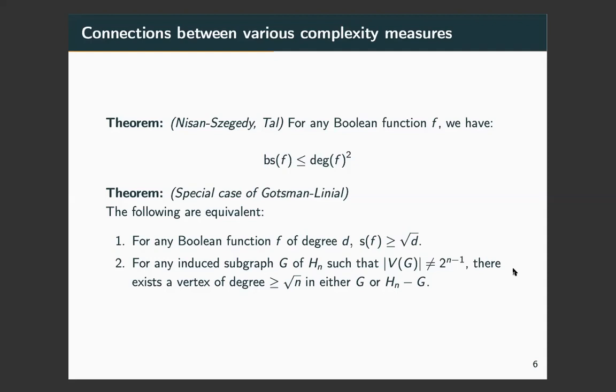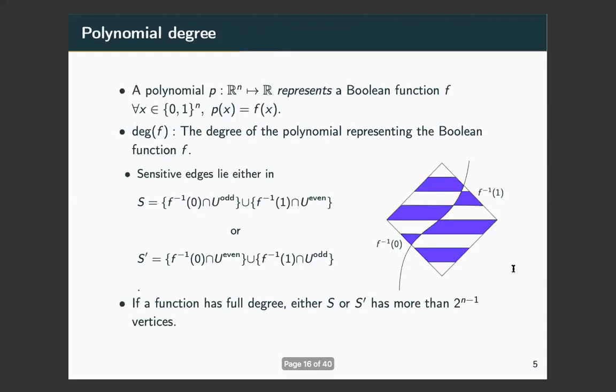The original Gotsman and Linial theorem works for any monotone function H. Here we have chosen the square root function. To prove the Gotsman and Linial theorem, it is enough to show that the second statement is equivalent to showing that the sensitivity is at least square root n for a full degree function.